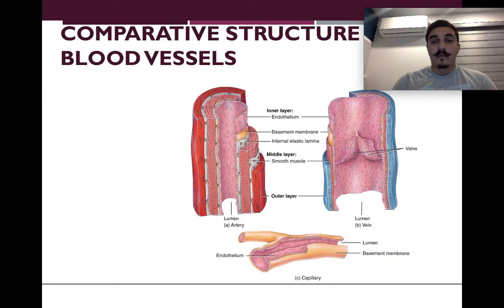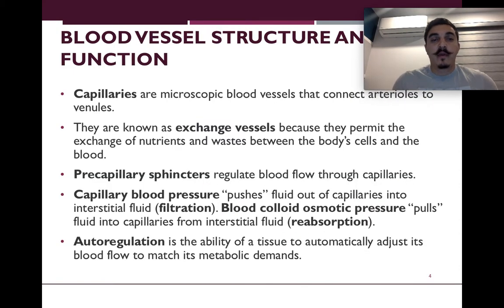Okay? So here's a little image of the artery on the left and the vein on the right. Remember the valves that we have here, that open and close. We have the layers, the outer layer, the middle layer, and the inner layer, the endothelium. The endothelium is inside the lumen, with the basement membrane. So just a little structure of the artery and the vein, different blood vessels.